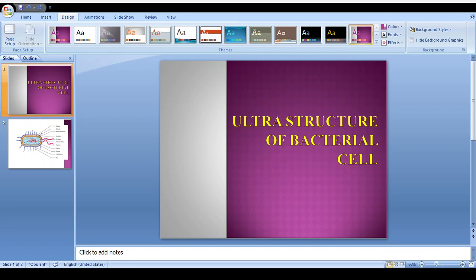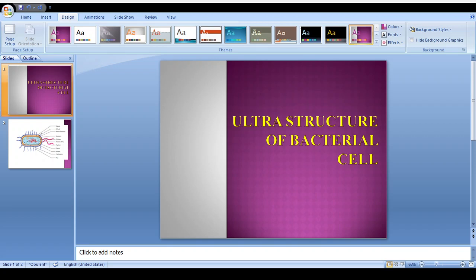Here you can see they are made up of the capsule, cell wall, plasma membrane, mesosomes, cytoplasm, nucleoid, flagella, plasmid, inclusion, polyribosome and the pilus. These are the very unique features of the bacteria. They are unicellular prokaryotic cells. They are present in different shape, size and arrangement.